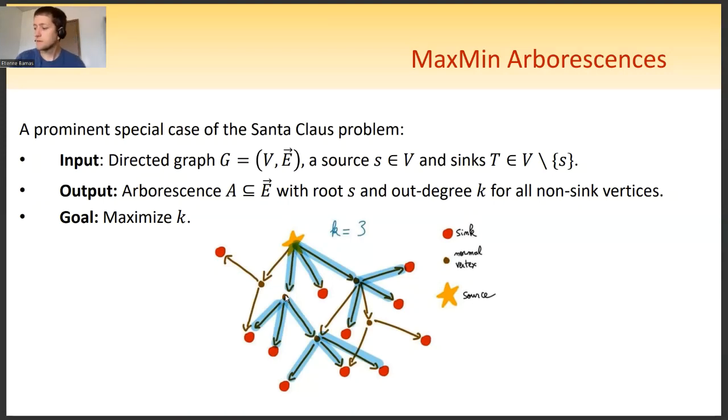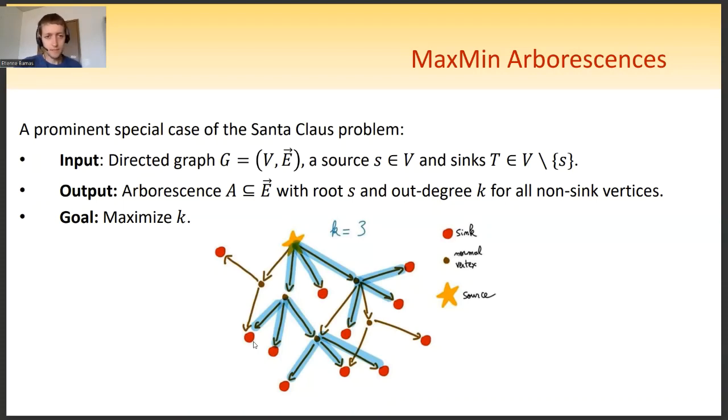And for instance, in that graph, k equals 4 is not possible because then we would need to give this edge to the source. But then this vertex will need out degree 4, but he has only 2 outgoing edges. So k equals 3 is the best possible in that graph. Another question is, I give you any directed graph, can you find the biggest k so that there's such an arborescence?